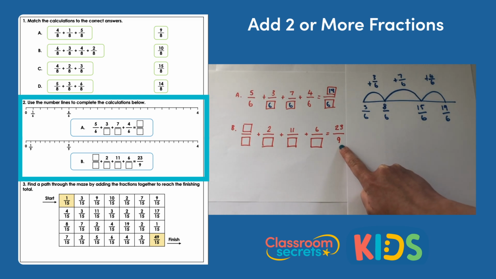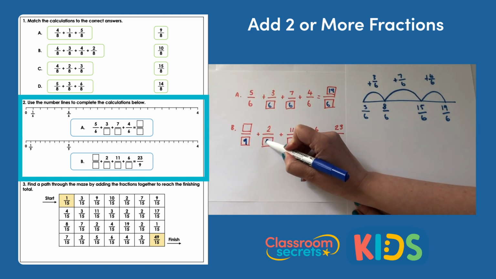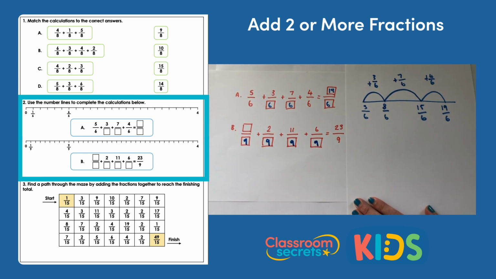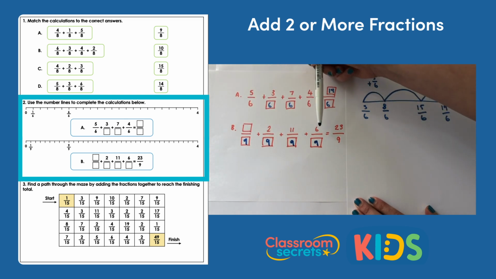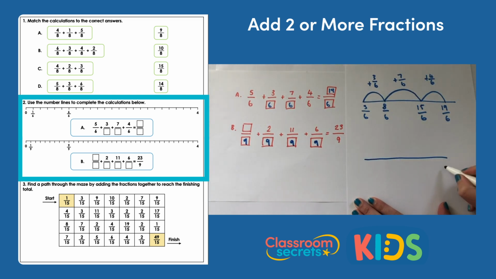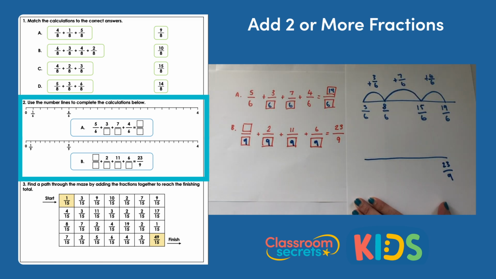If I know that the answer is 23 ninths, that tells me that the denominators for the rest of the calculation are also ninths. This time, we're trying to find the answer here. So we can actually use the inverse. Rather than adding all of these together, we could start with 23 ninths on our number line, and we could jump back to find the number at the start of the calculation.